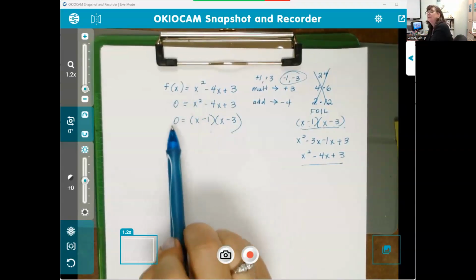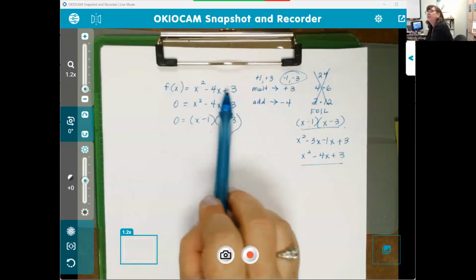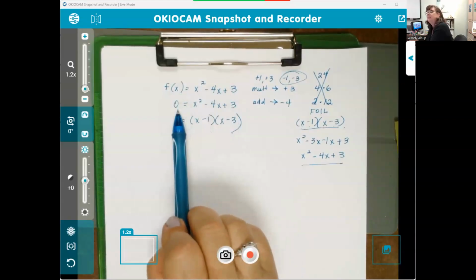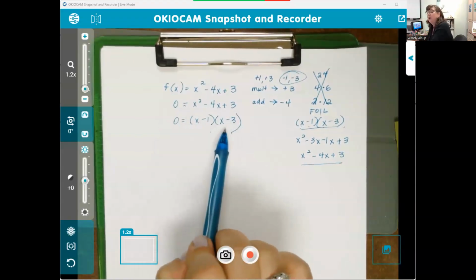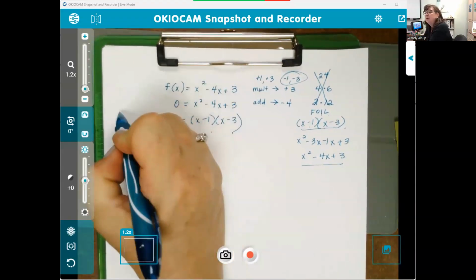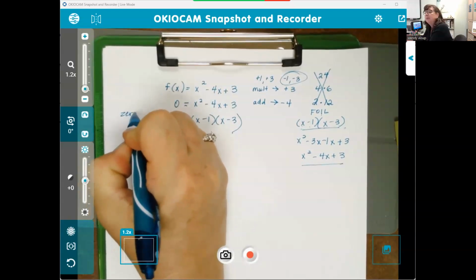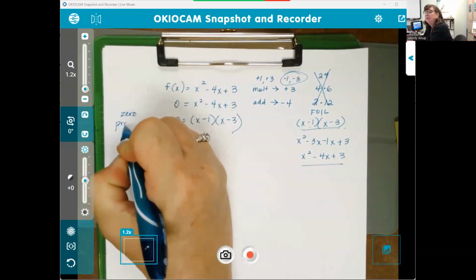All right, now we're solving our quadratic equation. That meant letting it equal 0, and we're doing it by factoring. Once we get to this point, we're going to use what we call the zero product property. The zero product property.